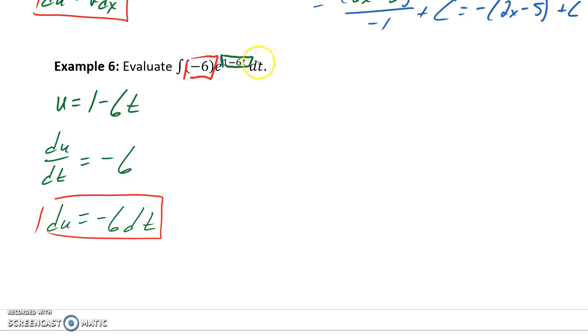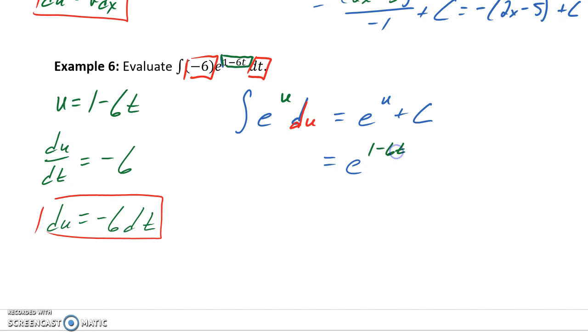So in terms of negative 6 and dt, we'll be able to swap those out for du, leaving us with the integral of e to the u du. So that will integrate as e to the u plus c, or e to the 1 minus 6t plus some constant c.